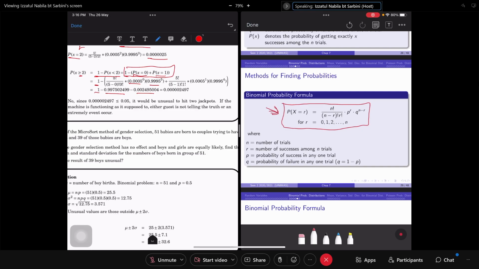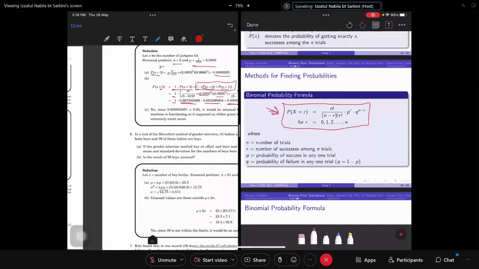Okay, this is probability equal to 0. This is probability equals to 1. So you get this probability for at least two, for getting at least two jackpots, which is 0.000002497. Okay.